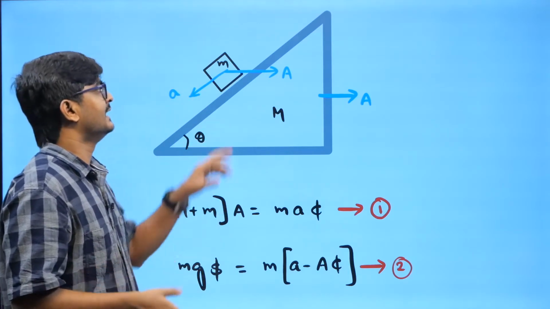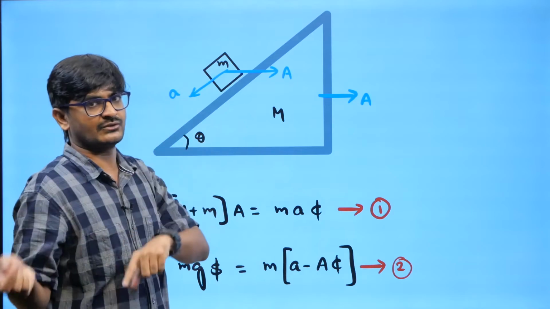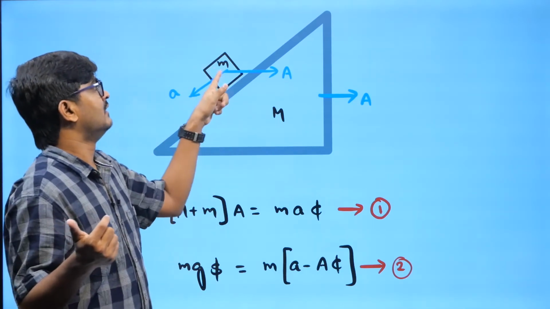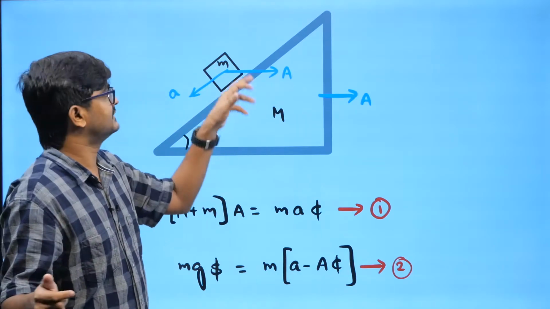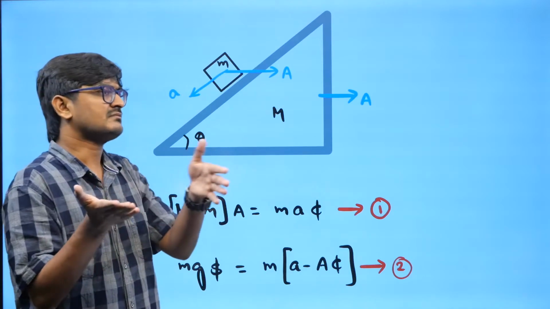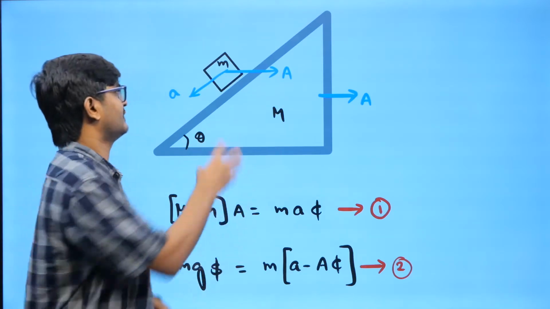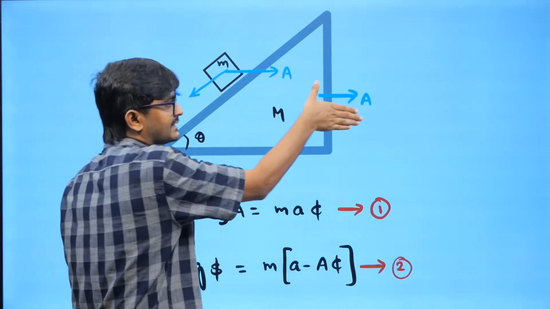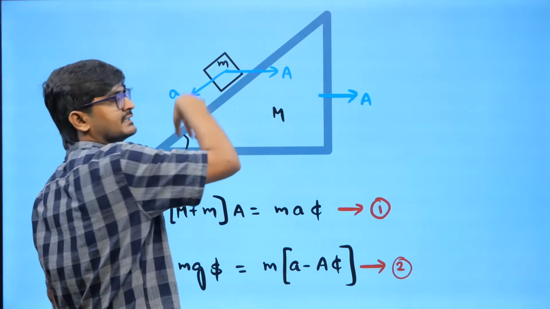But what I can say is its acceleration with respect to ground. Its acceleration with respect to ground is nothing but the wedge acceleration plus its acceleration with respect to the wedge, right? I mean, that's a simple vector notation, right? If I want to find its acceleration, it's nothing but the wedge acceleration plus its acceleration with respect to the wedge.